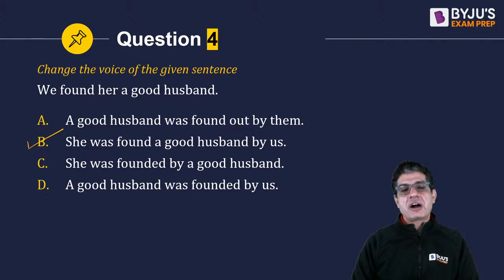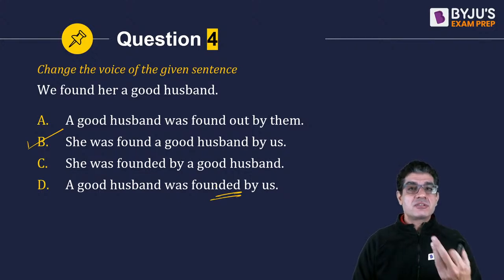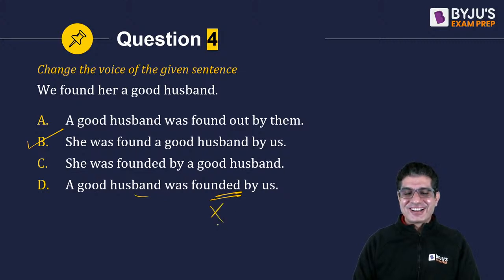She was found a good husband by us. Founded is to establish something, to start something. Educational institutions can be founded by people. A husband cannot be founded. So that will be the wrong meaning here. So it should be B.